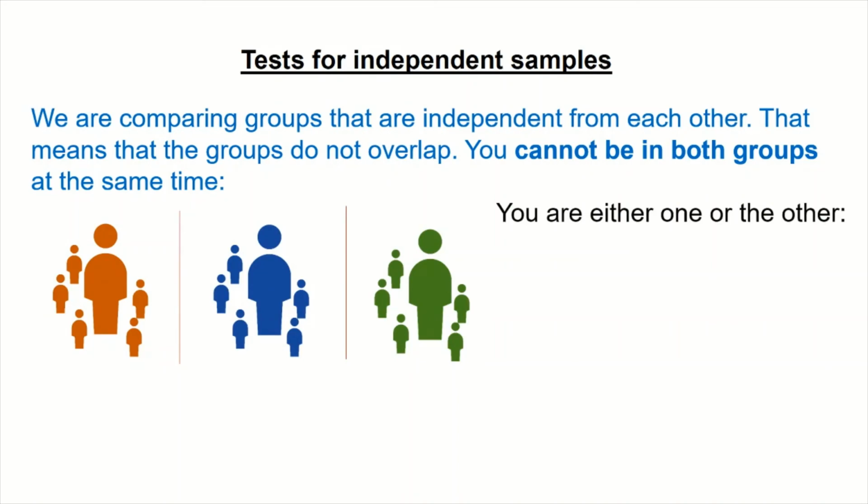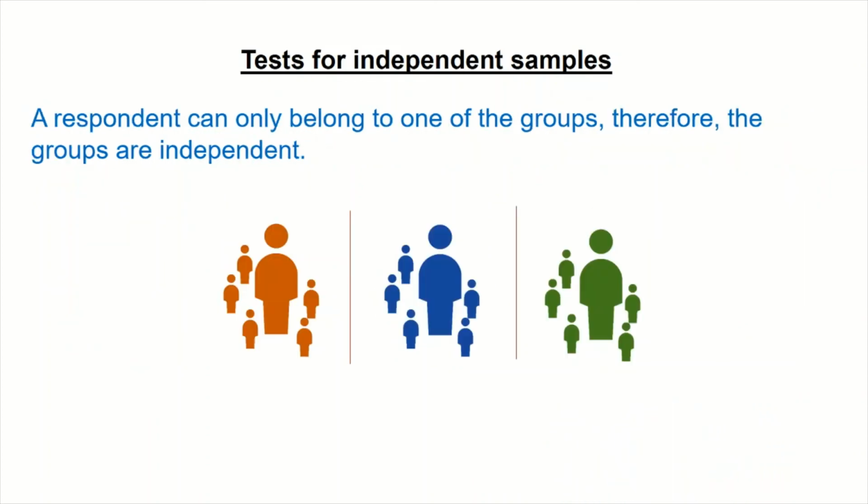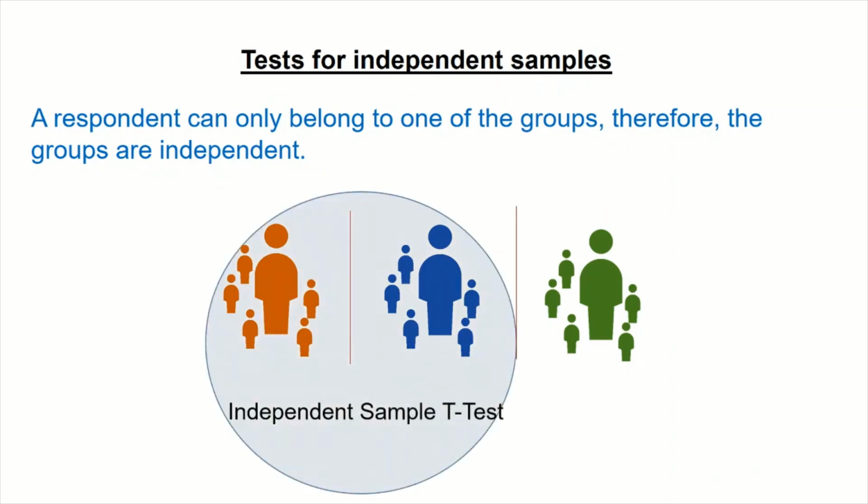What does it mean? Well, you can either be a cat or a dog. You can either be married or not. You can either be male or female, though this one's a little blurry these days. When we want to compare two independent groups, we will be using an independent sample t-test. When we have 3 or more groups and we want to compare all of them, we will be using an ANOVA.